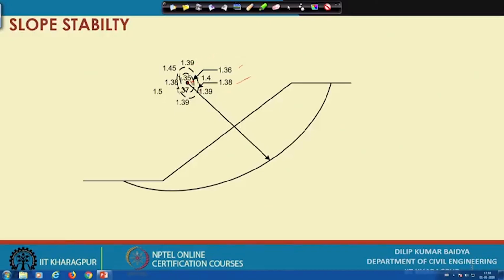1.35, something like that, and then you can see when you draw the contour it comes out elliptical, and the center of the ellipse becomes the center of the critical slip surface. So, this becomes the critical slip surface. So, that is actually finally, once you get this, you can analyze and find out the factor of safety.